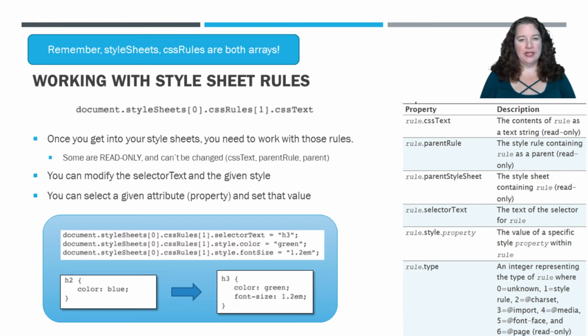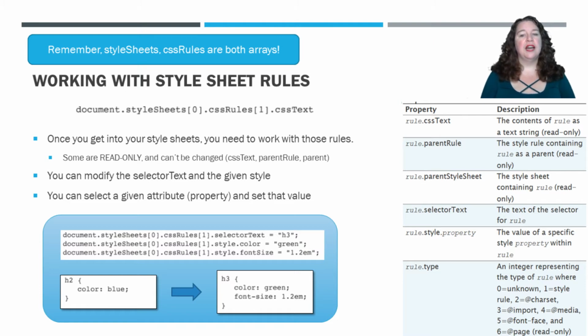The important thing to recognize here is that you can use the word style and then the attribute or property to set a specific value. You can also alter the selector text. So whatever the selector is, if you need this to be a pseudo element, if you need this to be a different selector, if you need to change it, you can change the selector text as well.